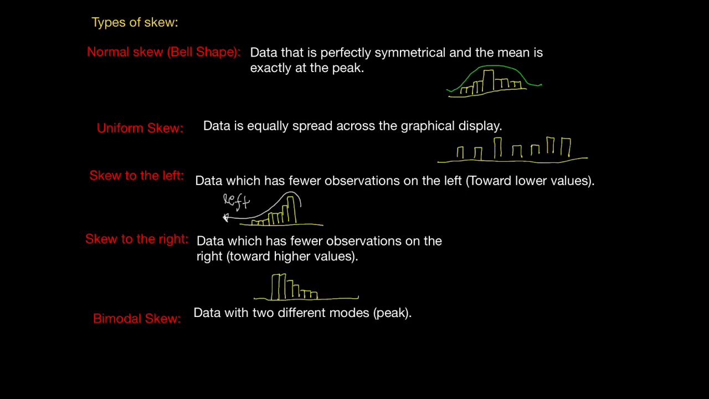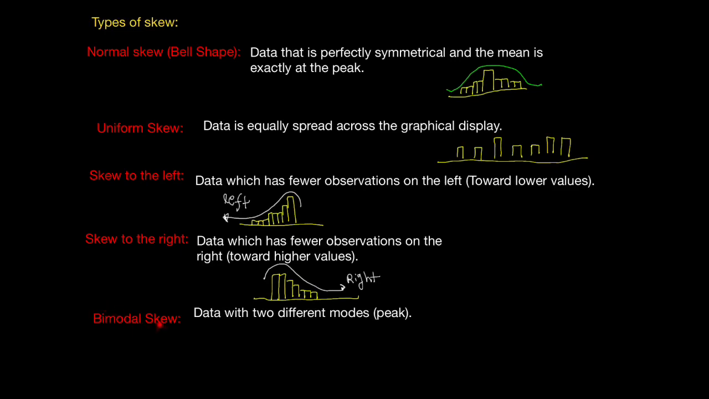Skewed to the right, here the data has fewer observations on the right, so towards higher values. So here you can see again that we have a tail, this time on the right, and we have higher values here on the left. For skew to the left, it's the other way around. We have a tail on the left and the higher values are to the right.